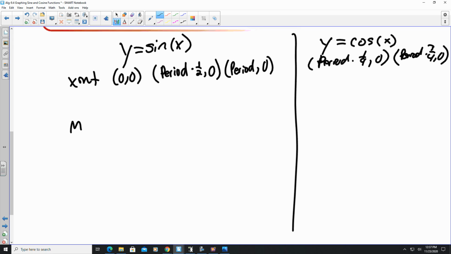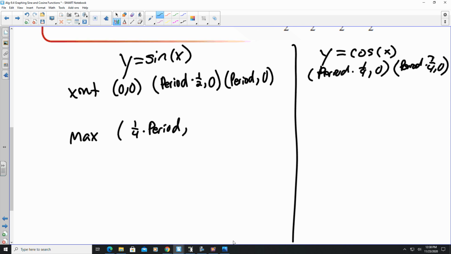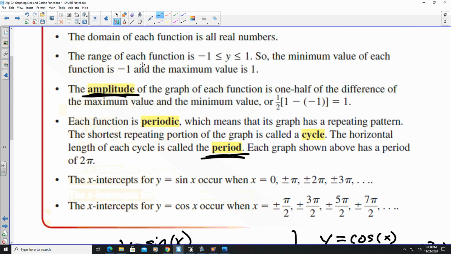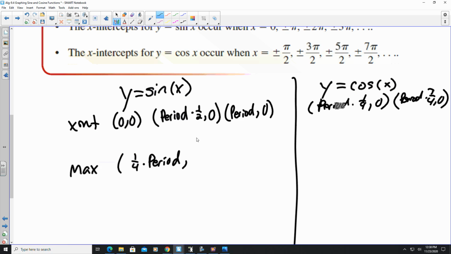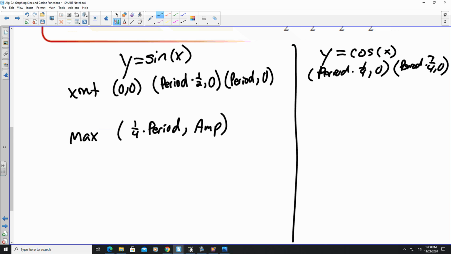All right, maximum value. Like I said, there is 1 for sine, and this is going to be 1/4 times the period, and then the y value is going to be the amplitude. So whatever the value is for the amplitude, that is going to be our y value. I'm just going to put amplitude, all right? For the maximum value for cosine, we have 2 of them. It is going to be 0, comma, whatever the amplitude is. And then the next one is going to be the period, comma, the amplitude.